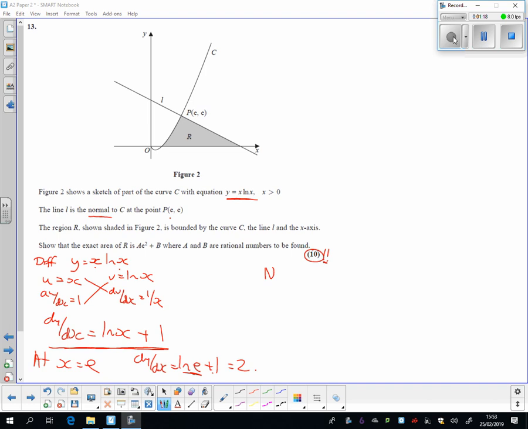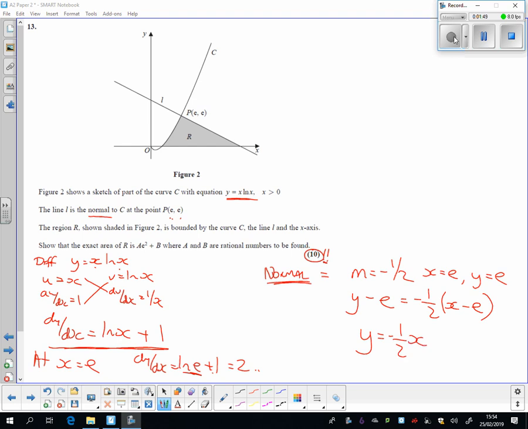So the normal. Well, if I want to find out what the normal is, the normal has got a gradient of the negative reciprocal of this. So we've got a negative a half here. And we've also still got those 2 values. It goes through x is e and y is e. So y take away the y number equals gradient times x take away the x number.